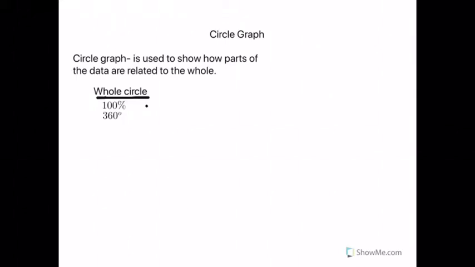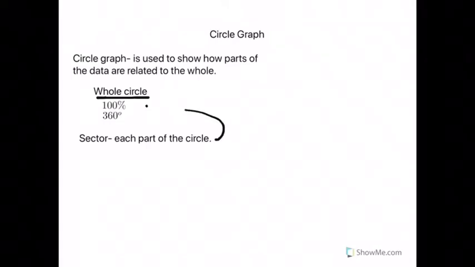The whole circle represents 100%, or if we want to think of it as degrees, the whole circle is 360 degrees. So when we draw a circle graph, we're going to separate the whole circle into parts, which are called sectors. A sector is just simply each part of the circle. These sectors are going to have both percentages and degrees. So that's what we're going to work on.